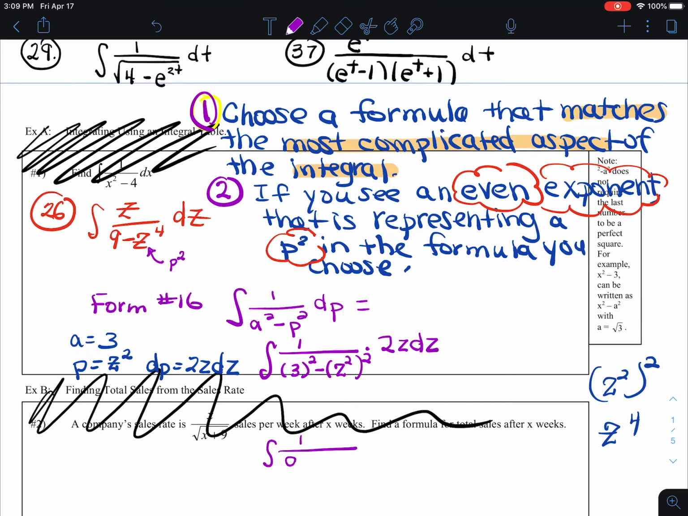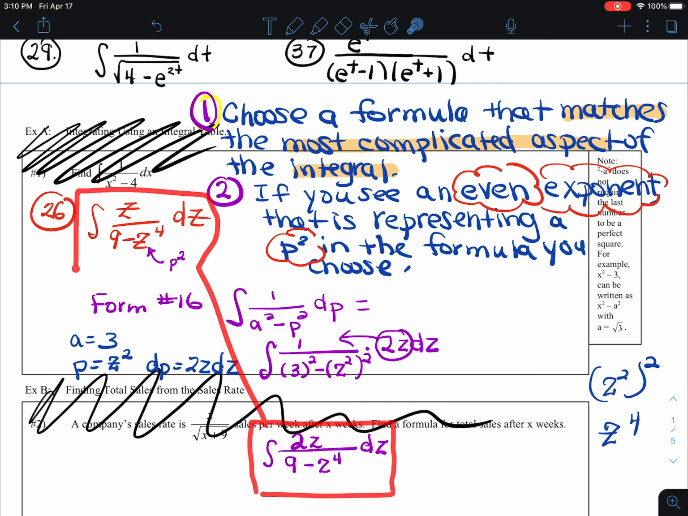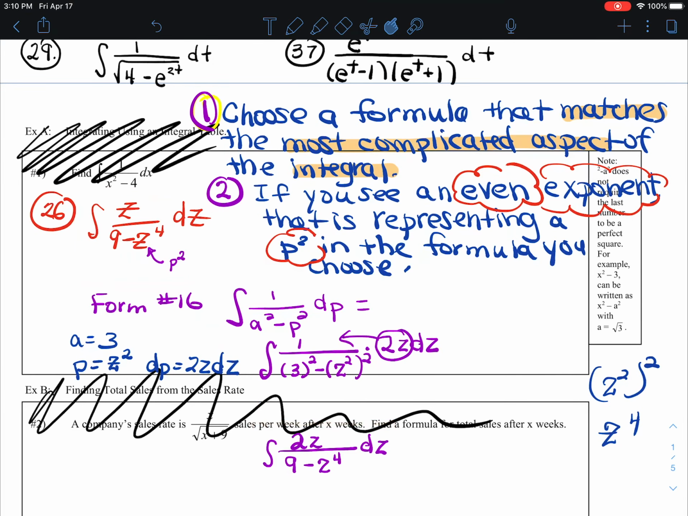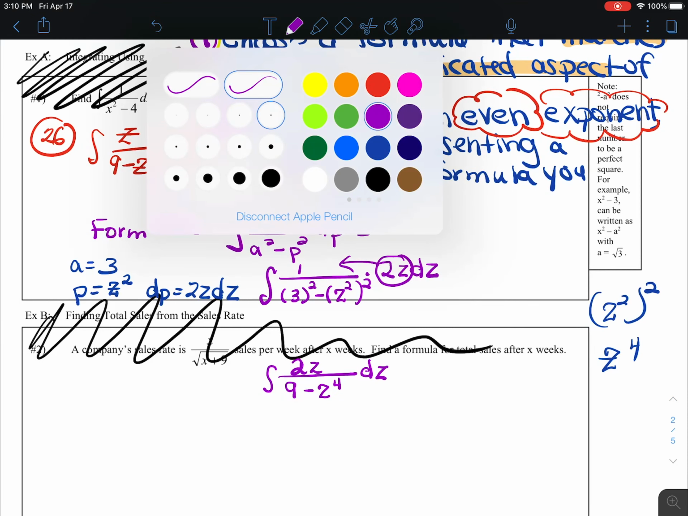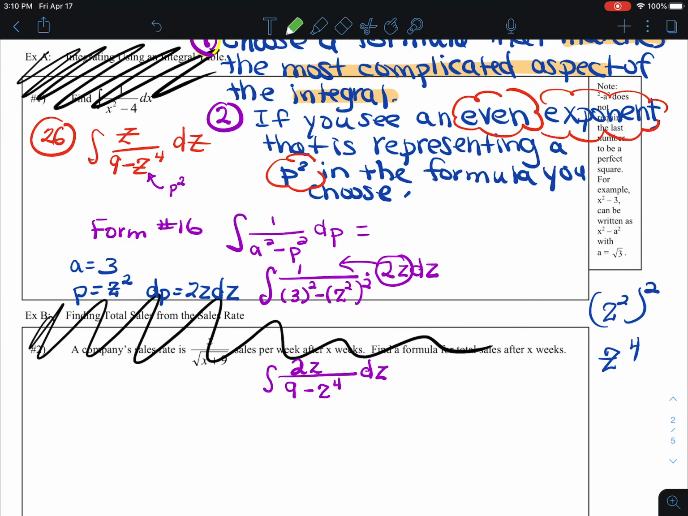Looks like we've got a 9 minus z to the 4th, so that's good, that more complicated part's matching. Okay, and then I'm going to slide this 2z up into the numerator here, so that's going to make a 2z in the numerator. Now, the question I'm asking myself is, does this left side of the formula feel like it is matching what my original integral is? It's really, really close, but it's not quite there. You can see the difference is we have this extra 2 in this problem.